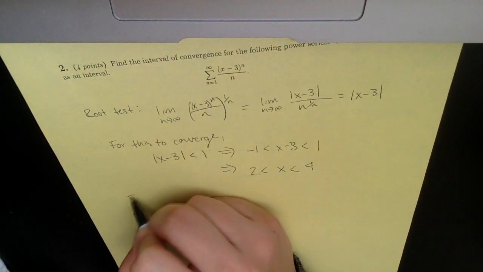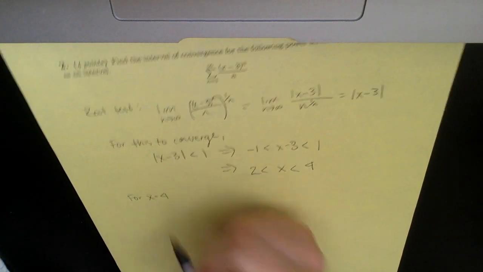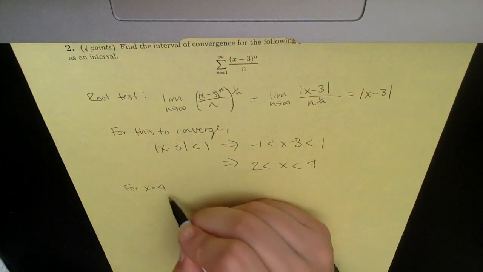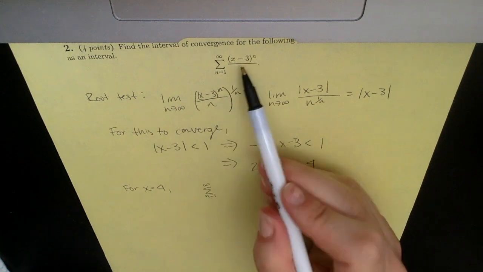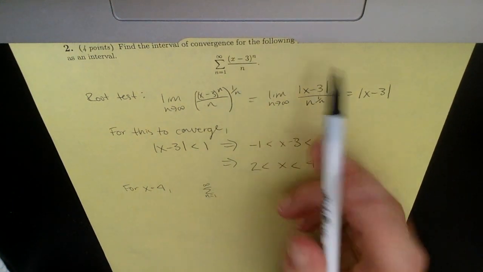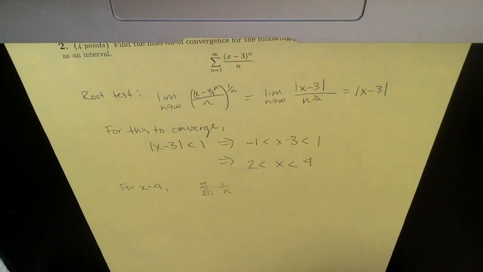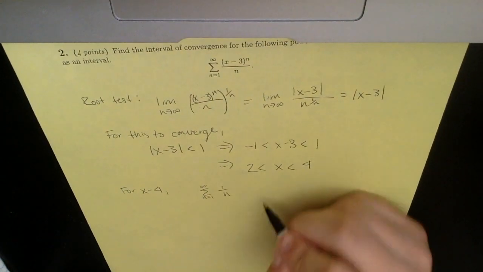So let's start with x equals 4. The series just ends up being the summation from n equals 1 to infinity. Now 4 minus 3 is 1, and 1 to the n is always just 1. So this is 1 over n, which clearly we know is the harmonic series, which diverges.